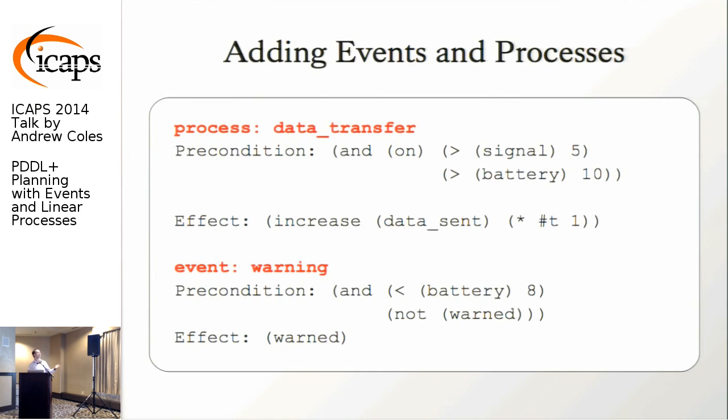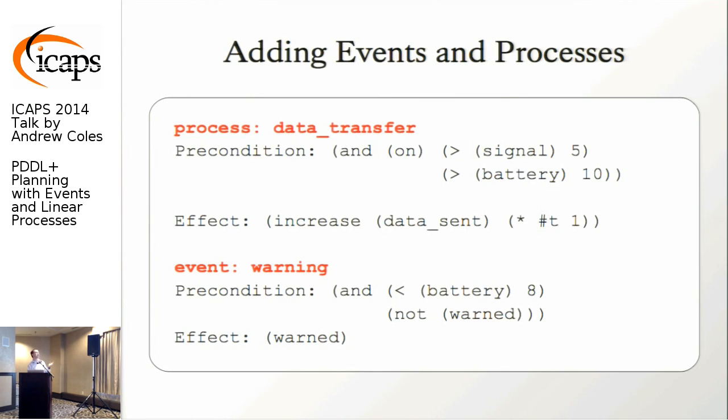We can also have events. So an event occurs when its preconditions are met. Maybe we have an event which warns us that our phone is running low on charge. So when we have less than 8 battery and we haven't been warned yet, we will add the fact warned. And one of the things you get in PDDL Plus is that events have to violate one of their own preconditions, so they can't fire again, again, and again. So in this case, by adding the fact warned, that stops the event from triggering again in the next state, because we now no longer have the precondition not warned.